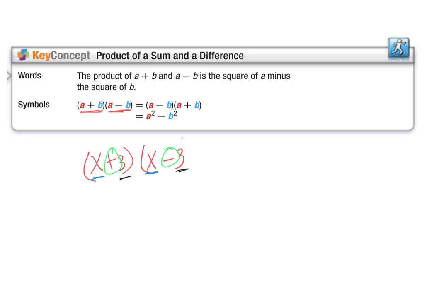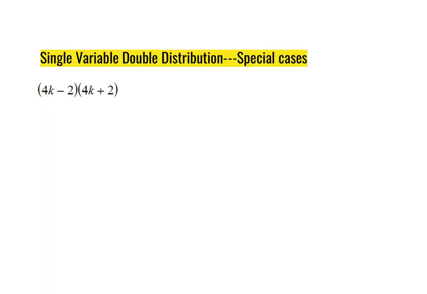The x is in both, the 3 is in both, one is plus, one is minus. This means that if I were to actually multiply it out, I will eventually get x squared and then 9, because 3 squared is 9. And then I would not need to actually multiply it out. So 4k is my first term. The 2 is my second term. And it's saying to basically take your 4k, square it, take your 2, square it, and it's going to end up with a minus in between.